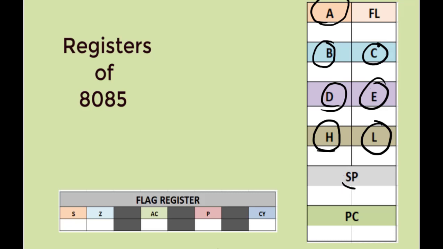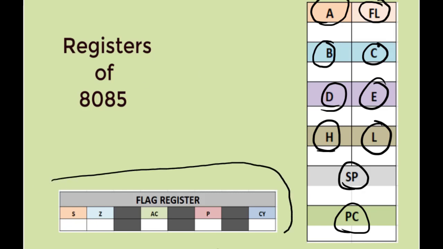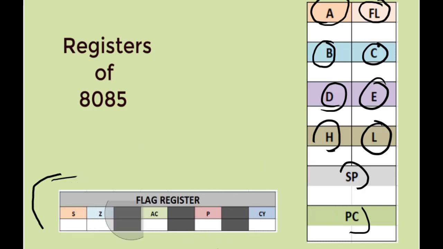Then we have the stack pointer, which is a 16 bit register, and this is the program counter, which is also a 16 bit register. And then this is the flag register. The flag register is also 8 bit, but we consider the flags individually, and the flag register is separately given here, because every flag has its own significance and importance.